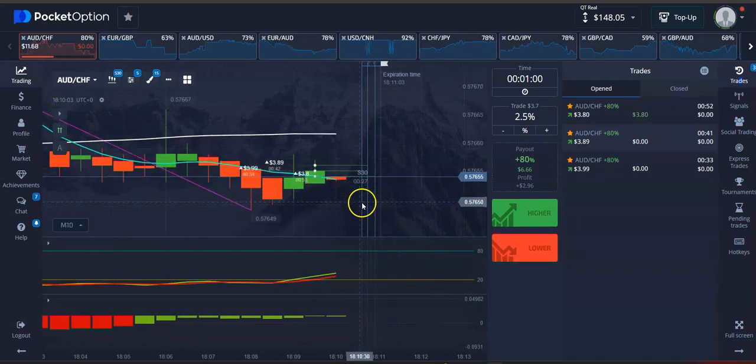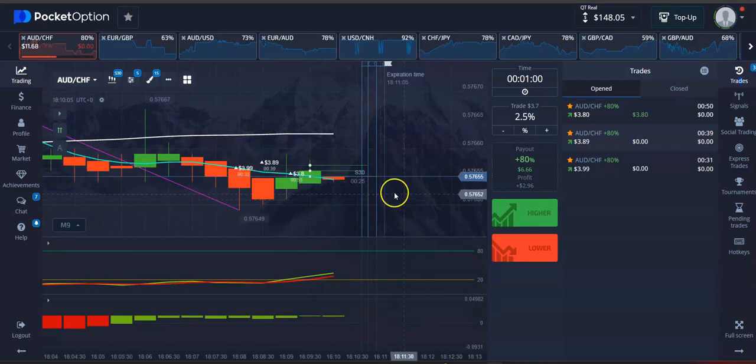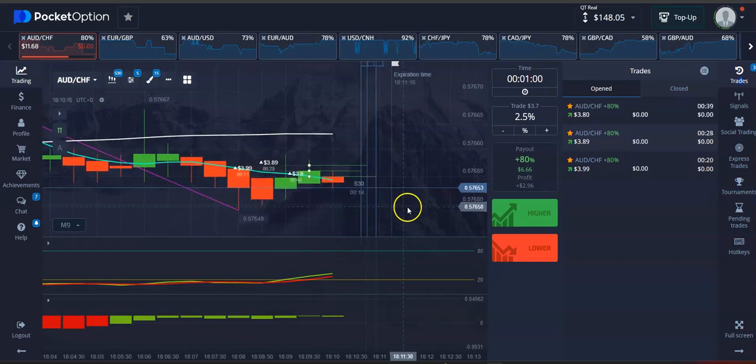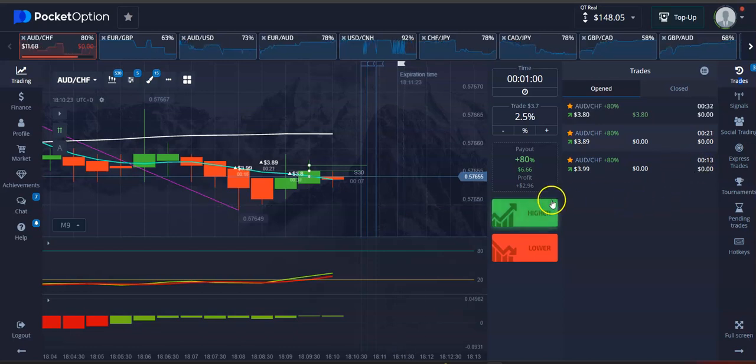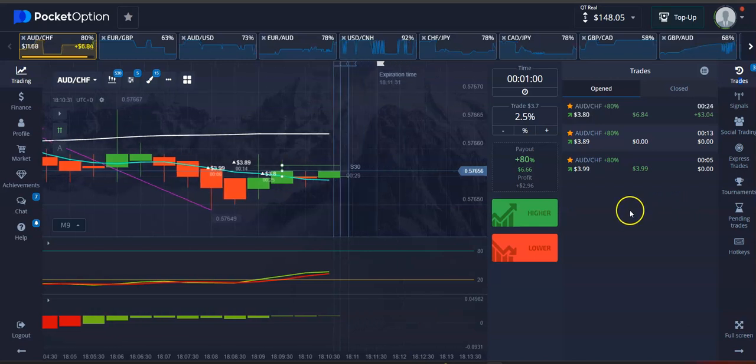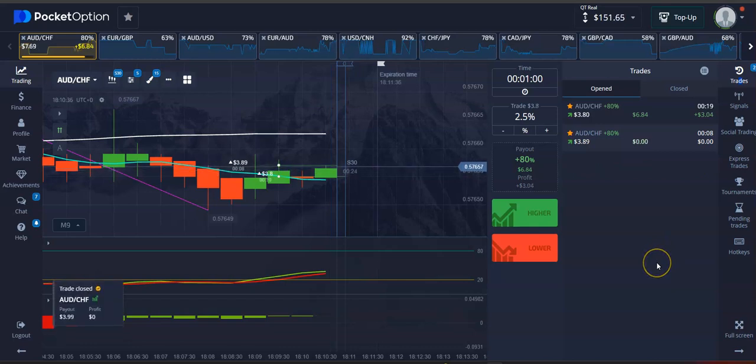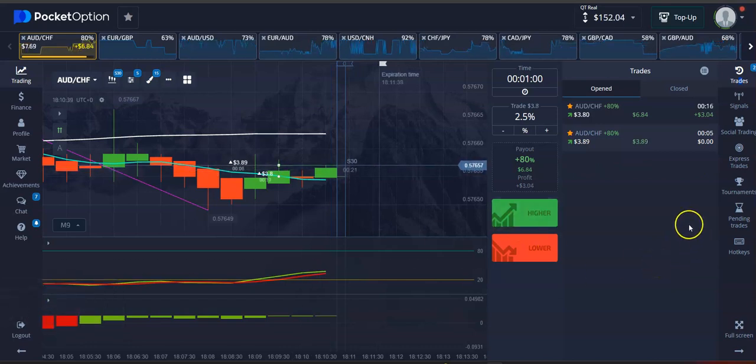Ooh, I don't like this red candle. Let's see how this one's gonna play out. Crossover and stochastic. Who's gonna win this battle? 15 seconds in the first trade. Seven seconds. Oh, I like this green candle. 3 seconds. Ooh, that was break even on that one.